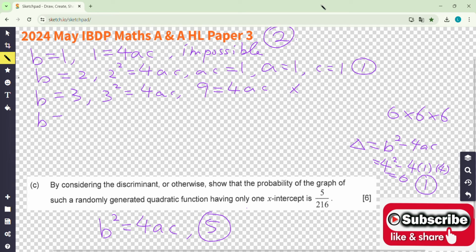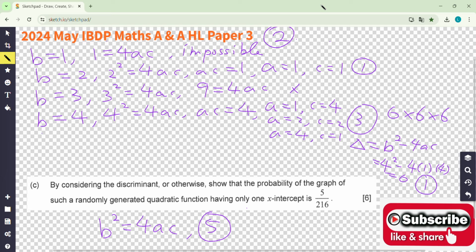b equals 4. Even number should have some, right? So 4 squared equals 4ac, so ac equals 4. What are the cases? a equals 1, c equals 4. a equals 2, c equals 2. a equals 4, c equals 1. Remember, list them all out together. So 3 cases. So 1, 3. Oh, we still have more.